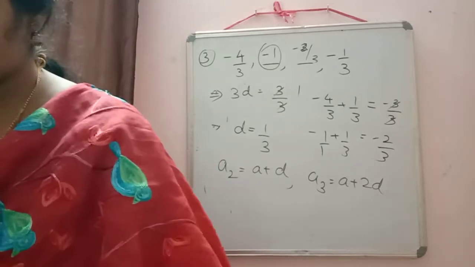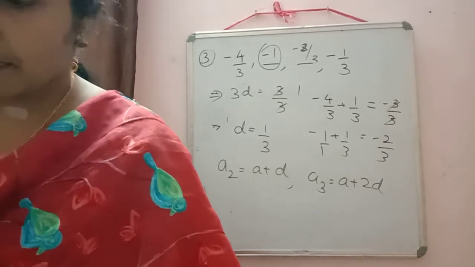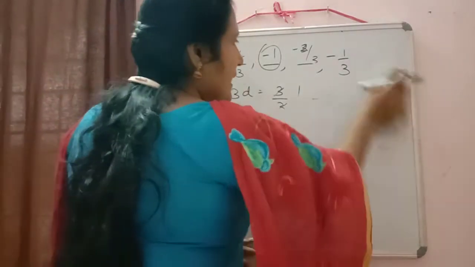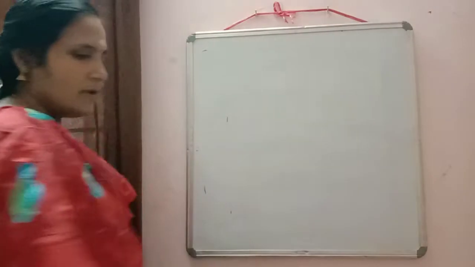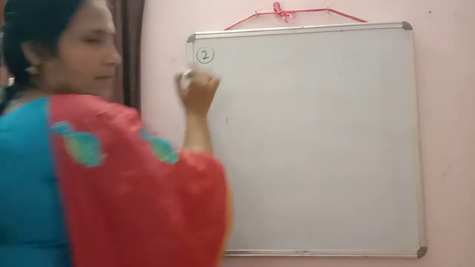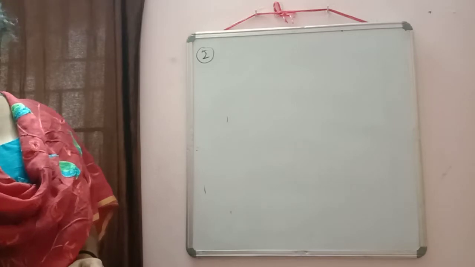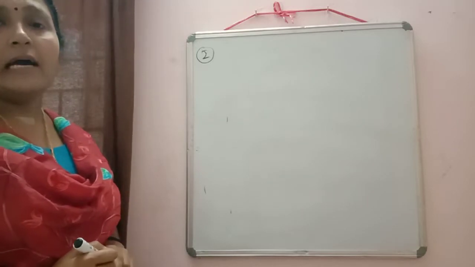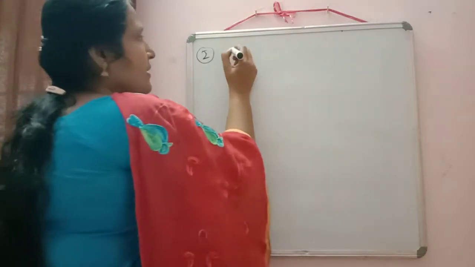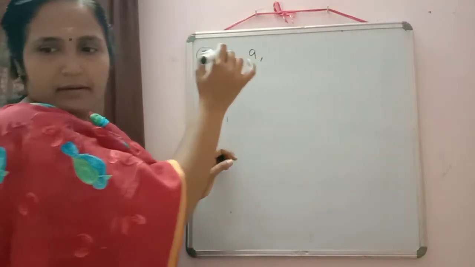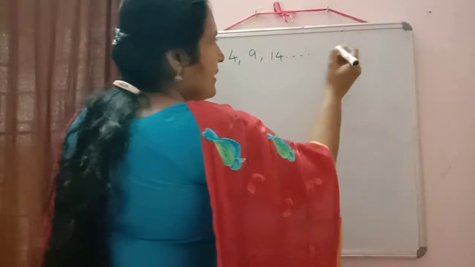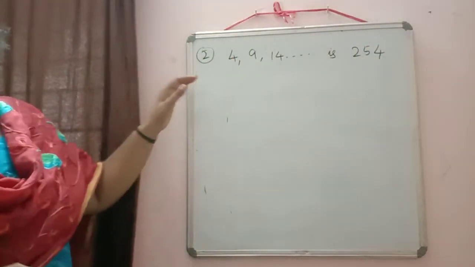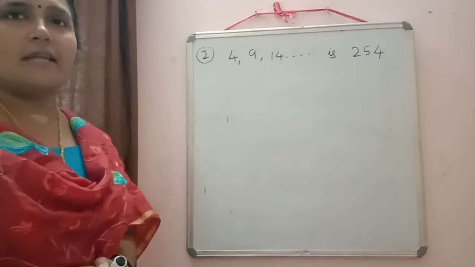Write down the question. All of you please write the question. This is another type only. Question number 2: which term of the AP 4, 9, 14, and so on is 254? So the question is, which term of the AP is 254?